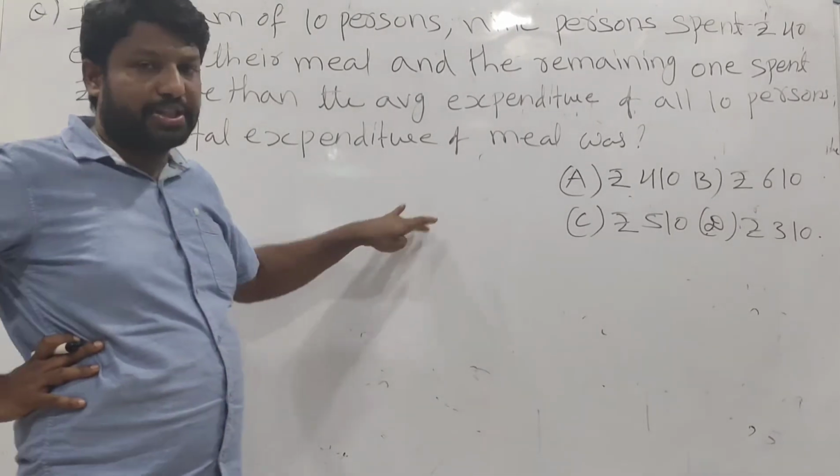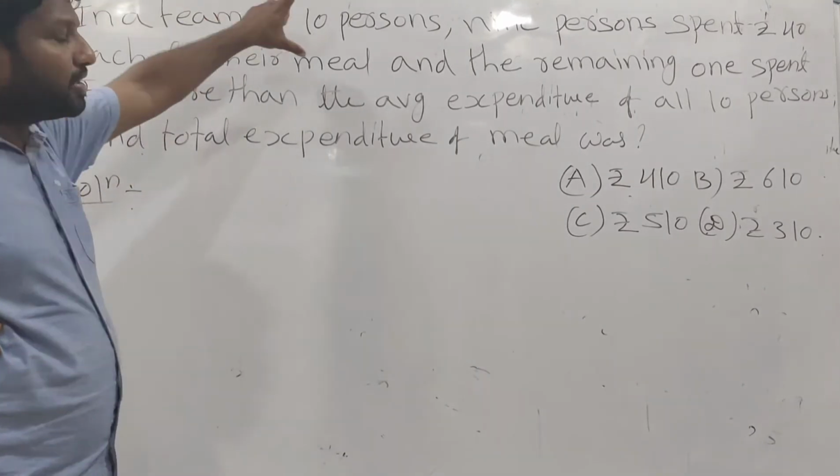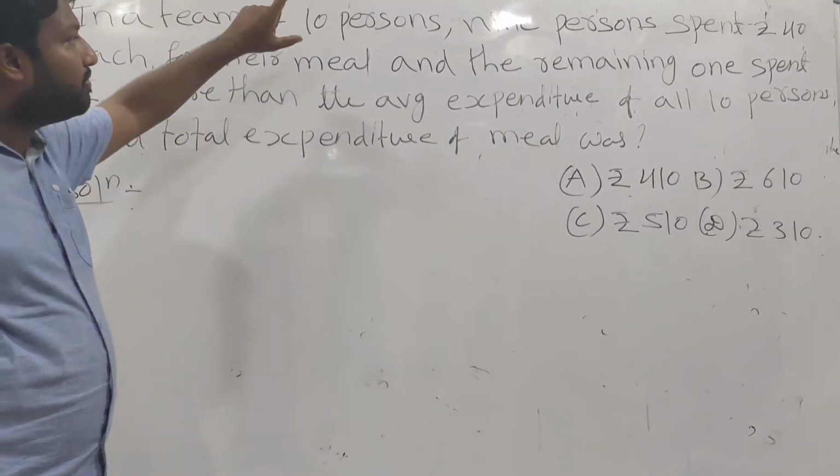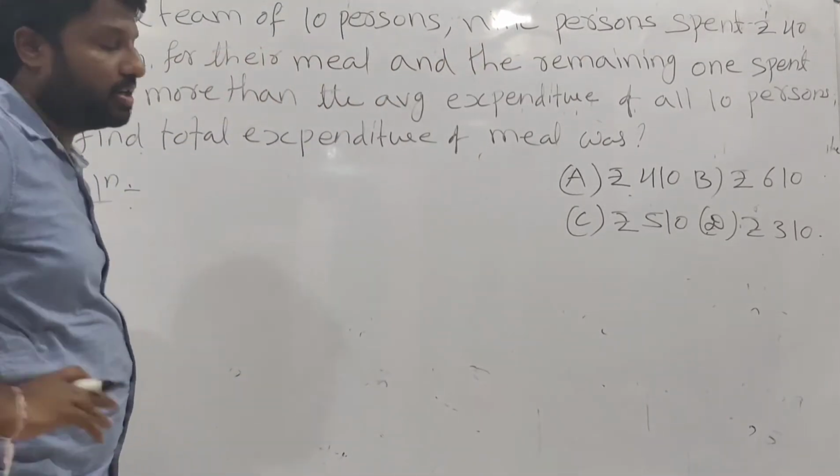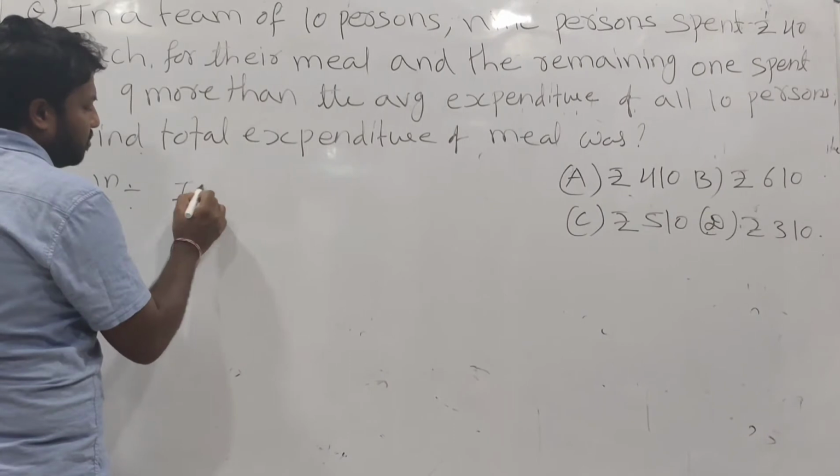So I won't tell the basic method. Directly I will do it. Now, total how many people are there? 10 persons are there. Out of these 10 persons, 9 persons spent rupees 40 each for their meal. So total 10 people are there.